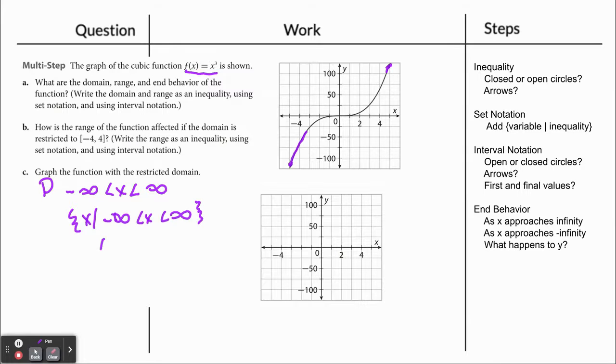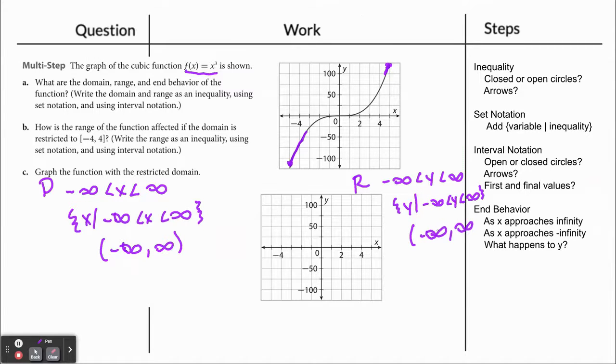And my interval is just my two endpoints, which in this case are infinity and negative infinity, and it never touches those, so we use parentheses. Now for the range, I'm going to look at this and see that it goes down to negative infinity, and up to positive infinity. So these are pretty much going to look identical to the previous one, except we're using the range, so it's the y values. So all of these are going to look identical, but with y for the variable instead of x.